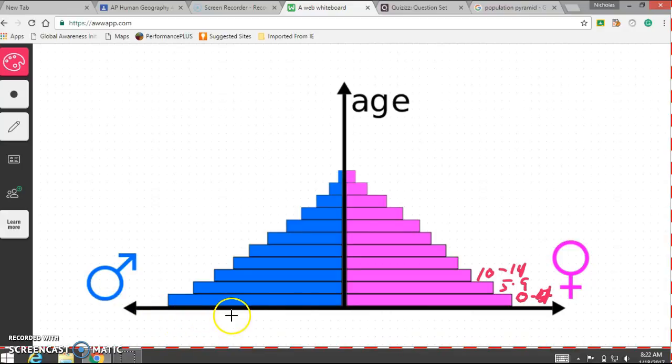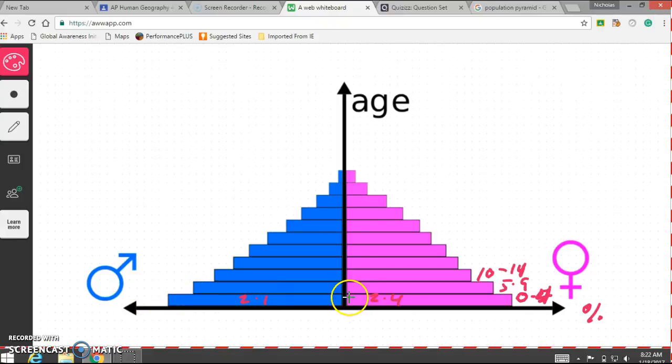This axis down here, the horizontal axis, tells us the percentage of the population that falls in that range. So usually in the population pyramid, they might write like 2.4. That means 2.4% of the population are females between 0 and 4, and then it might be 2.1 on this side. Same thing about males.